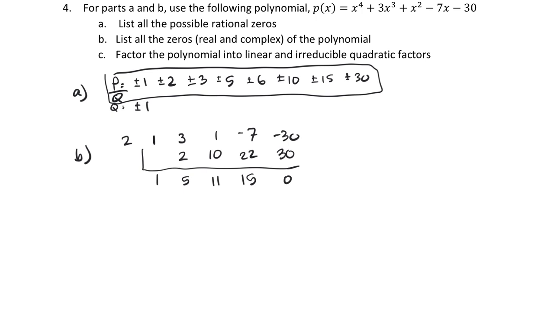So now what we have is x plus 2, or rather x minus 2, is one of the factors. If x equals positive 2, then x minus 2 is a factor. Remember, these are the coefficients of a reduced degree polynomial, in this case a third degree. So it's x to the third plus 5x squared plus 11x plus 15. So we found one of the zeros. That's why x to the fourth is turned into x to the third. Now we need to continue doing synthetic division on this reduced polynomial.